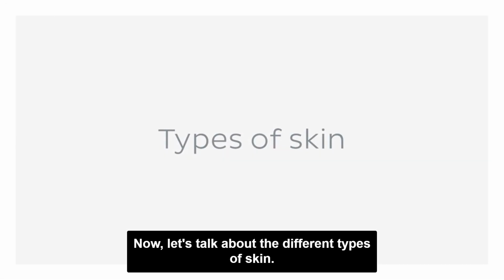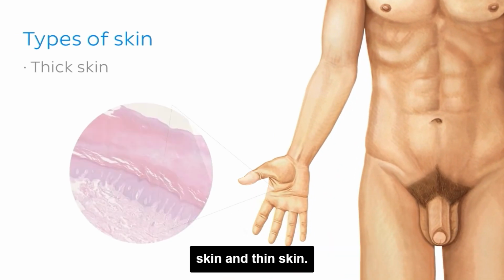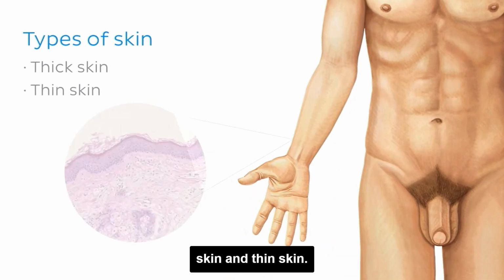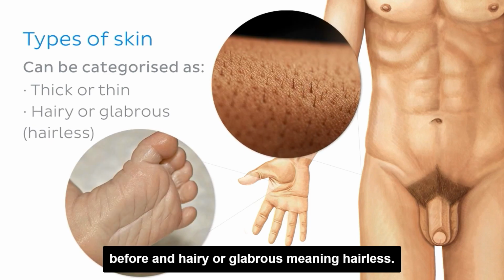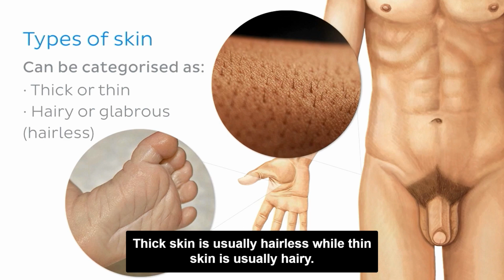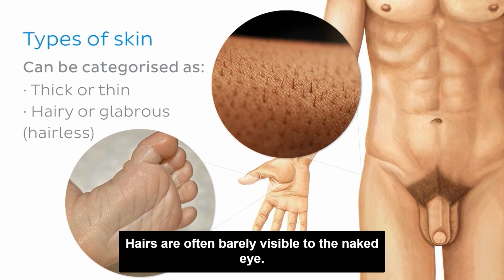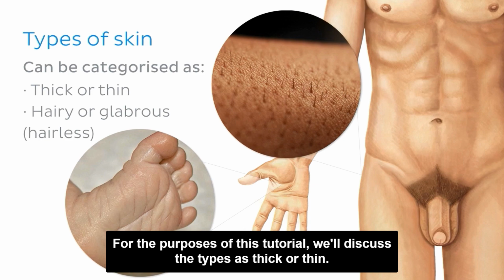Now let's talk about the different types of skin. As I mentioned briefly at the beginning of the tutorial, the two types of skin are thick skin and thin skin. It's useful to note that skin can actually be categorized as thick or thin, as we mentioned before, and hairy or glabrous, meaning hairless. Generally, these categorizations overlap. Thick skin is usually hairless, while thin skin is usually hairy. Hairs are often barely visible to the naked eye. If you don't believe me, look closely at the back of your hand. For the purposes of this tutorial, we'll discuss the types as thick or thin.